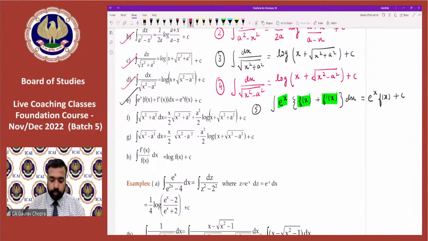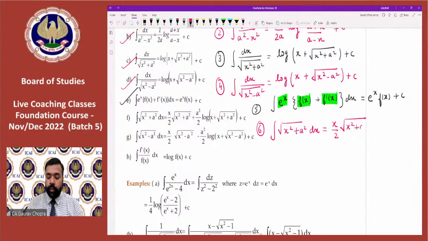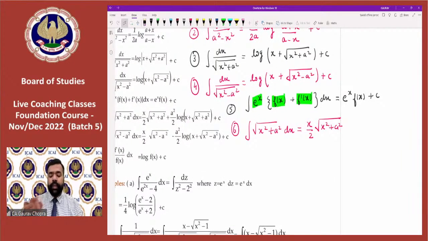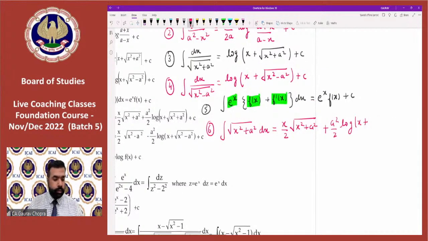Now the sixth one, root of x square plus a square. Now this can be written as x upon 2 root of x square plus a square. Now this is a bit lengthy formula. So first of all, we have written root x square plus a square as it is, multiply it with x by 2, plus this time a square by 2, then log of x plus root of x square plus a square plus c.